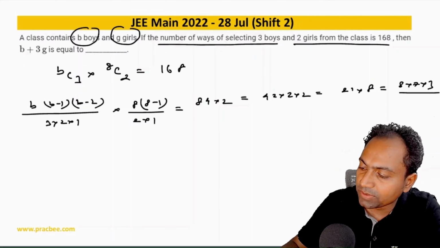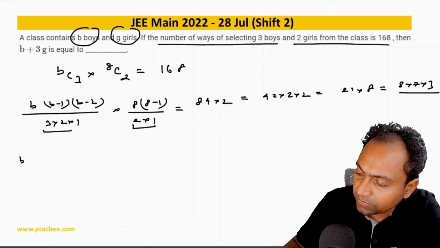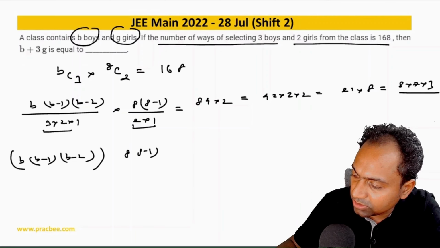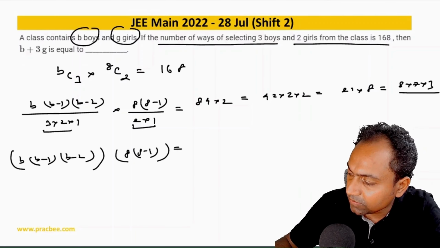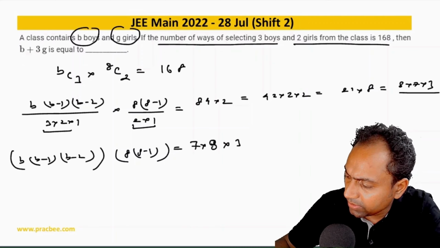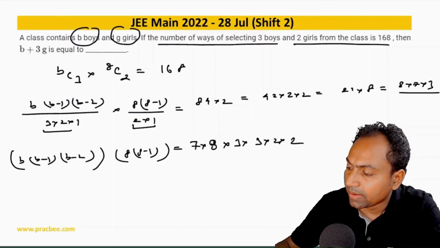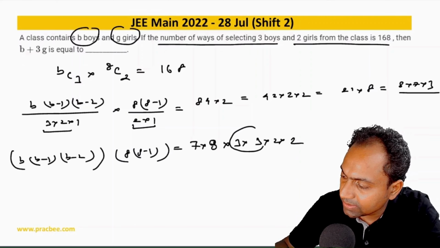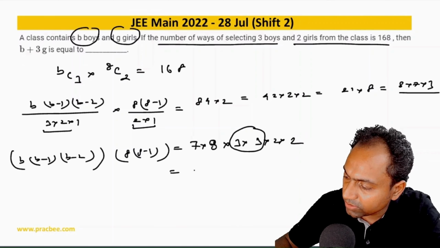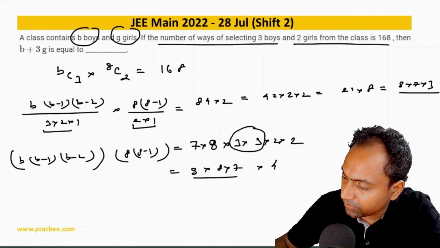Now if I take whatever is written in the denominator on the other side, what we are getting is B into B minus 1 into B minus 2. This is one group. And then we have nothing but G into G minus 1, another group. And this is equal to nothing but 7 into 8 into 3. Then again 3 into 2 into 2. And now let us try and write this 3 into 3 as 9. So what we have got is the first group, 9 into 8 into 7. And then what we have got is nothing but 4 into 1.